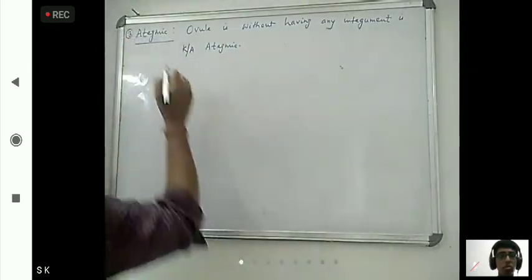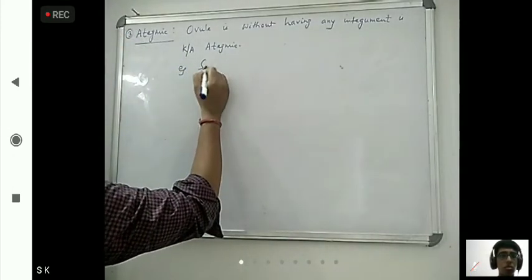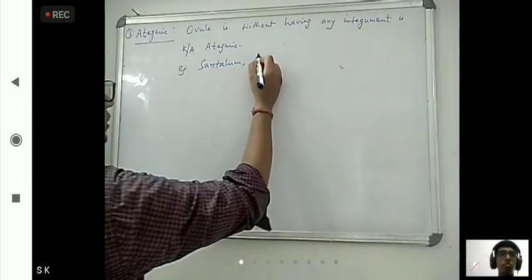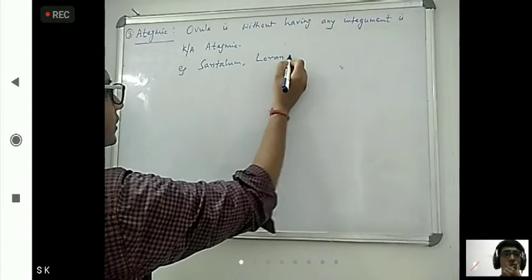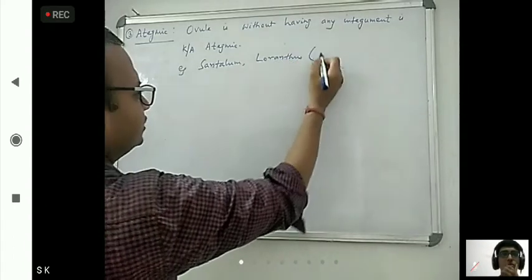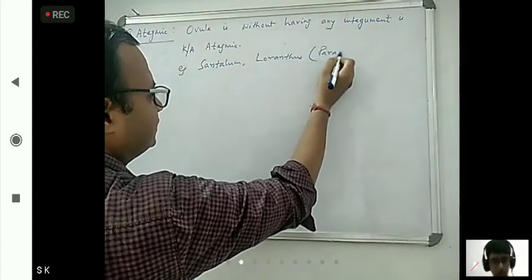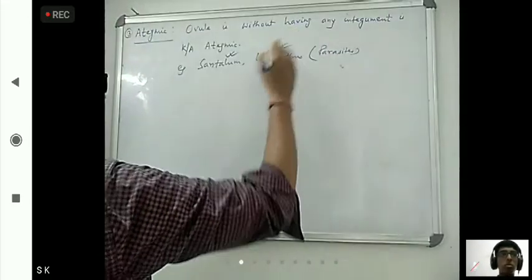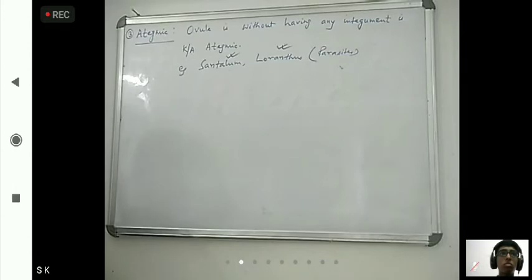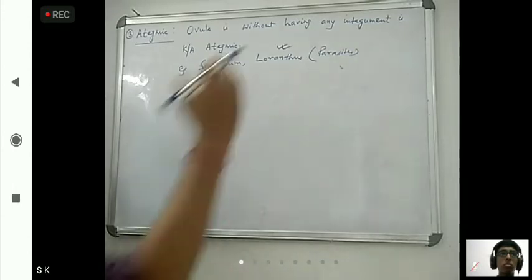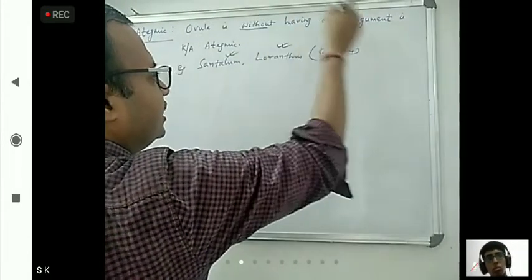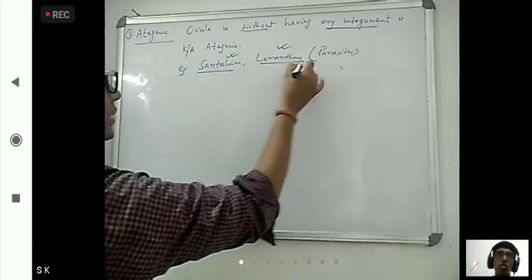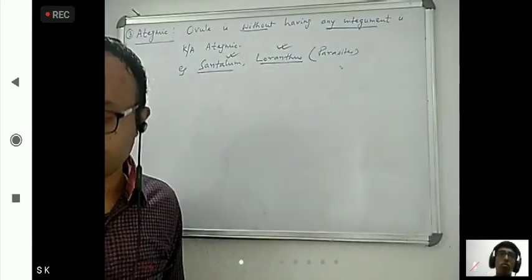Okay, so for example, Santalum, Loranthus. This is what? Parasitic plant. Parasites. Okay, here these two you have to remember. That ategmic having example. First we have to know ategmic means without any integument. And what will be the example? Santalum and Loranthus. So that is what?